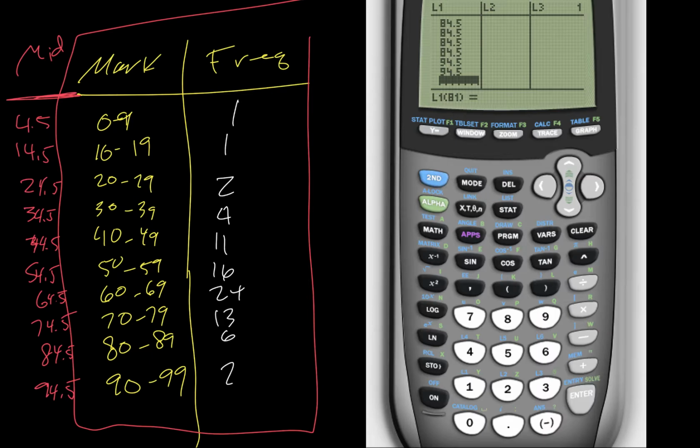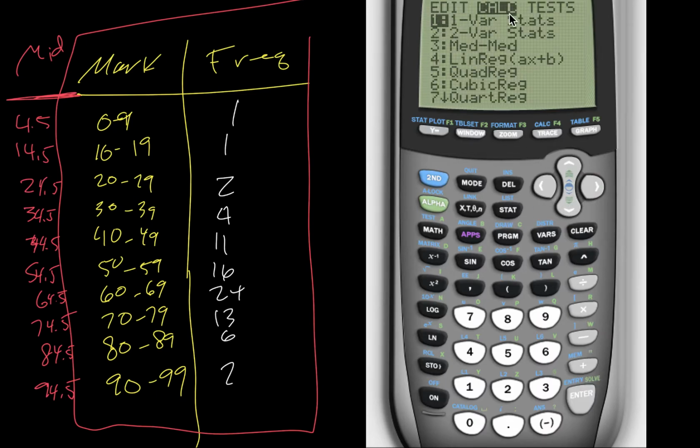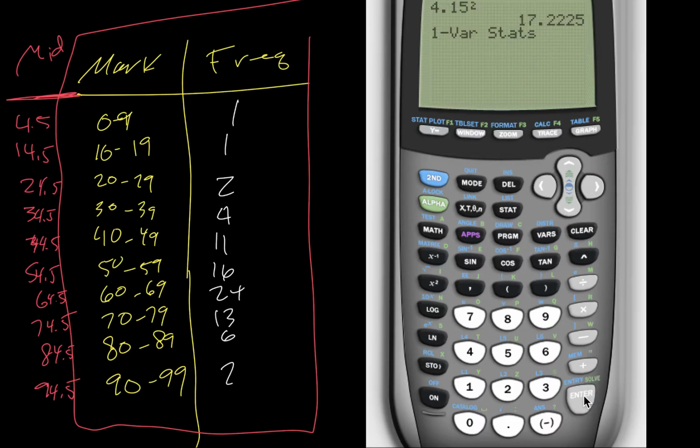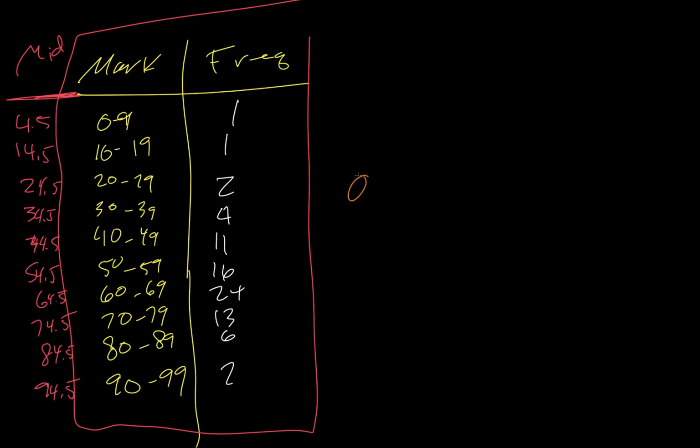So now this is in list 1, we go to quit, we go to stat, over to calc, one variable statistics, hit enter, second, list 1, enter, we look at our standard deviation and it's 16.8, and so we got it. So standard deviation is 16.8.